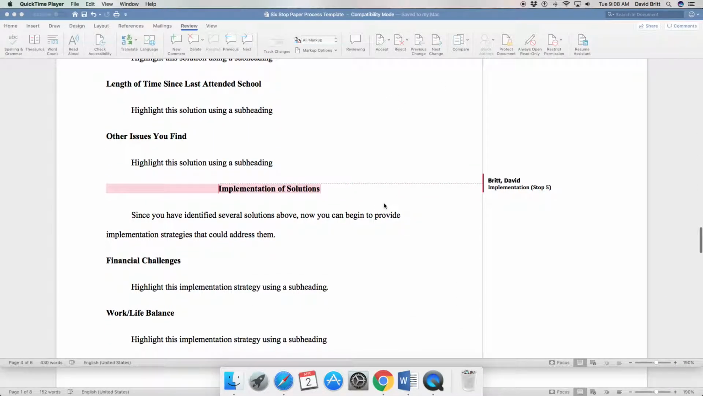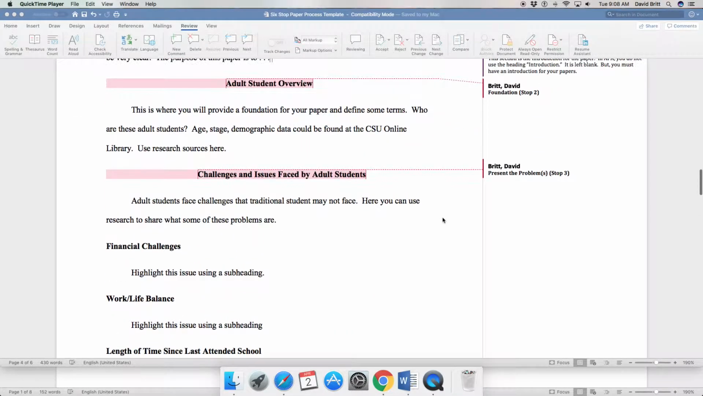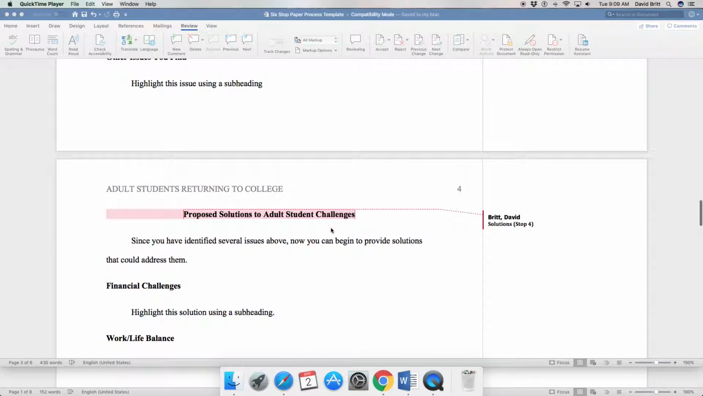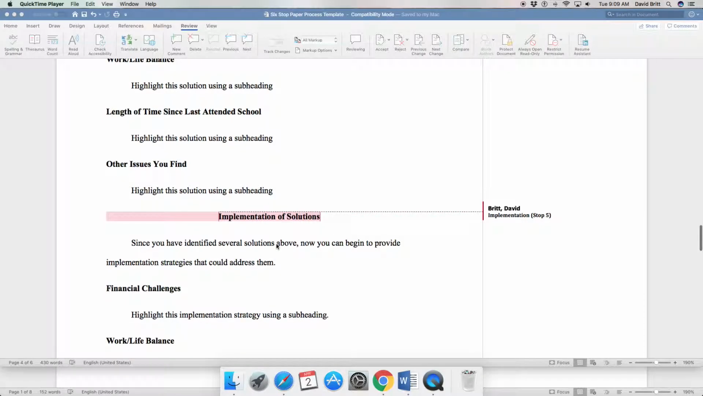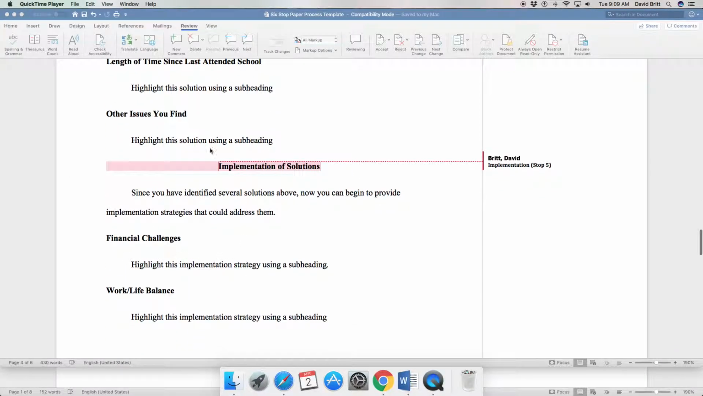Now, the next stop is stop 5, which would be implementation. Now that you've identified problems and challenges faced by adult students, and you've provided some solutions to those challenges, now you could talk about how you implement the solutions that you've proposed. I put this in a totally different section. Again, I'm using the same subheadings because if you present a problem, you provide a solution, then you need to implement that solution for that individual heading.